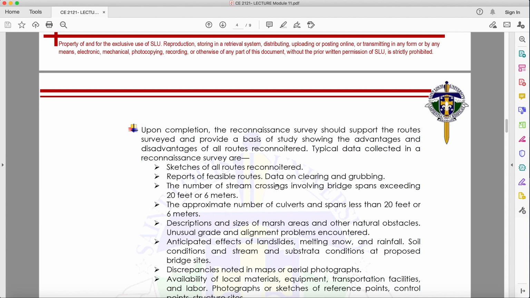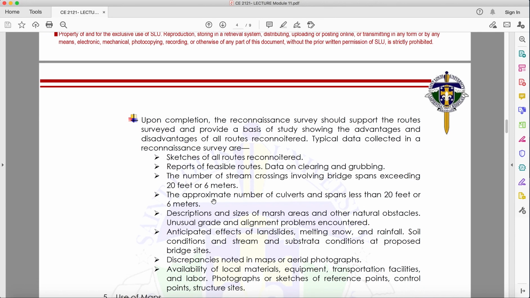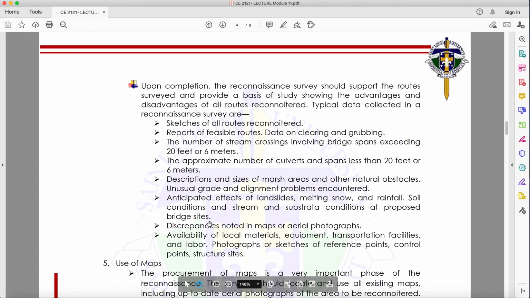Next, the number of stream crossings involving bridge spans exceeding 20 feet or 6 meters. Approximate number of culverts and spans less than 20 feet or 6 meters. Description and sizes of marsh areas and other natural obstacles. Unusual grade and alignment problems encountered. Anticipated effects of landslides, melting snow, and rainfall. Soil conditions and stream and substrata conditions at proposed bridges.